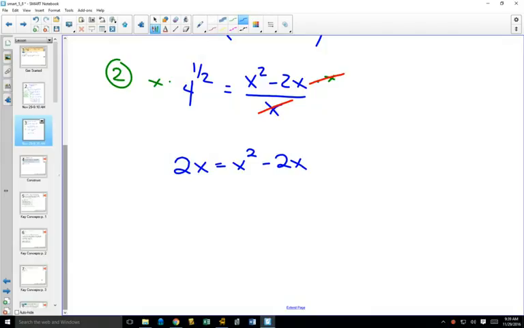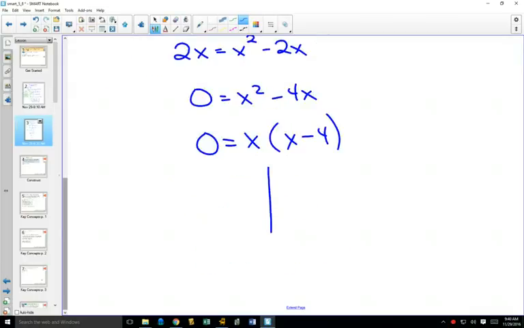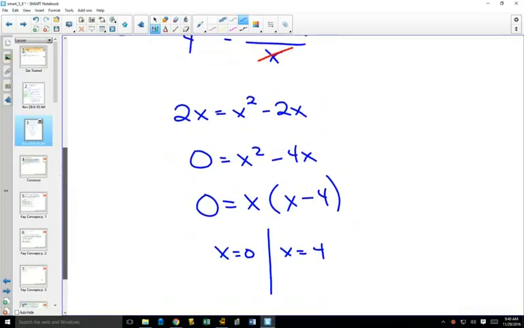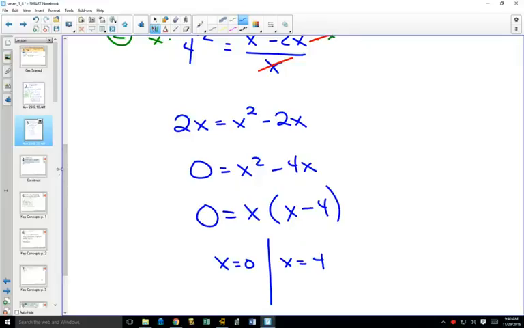It's a quadratic equation. We can subtract 2x on both sides to make one side equal to 0. Factor this. And we get two solutions, x equals 0 and x equals 4. So all of this was step 3, solving for x.